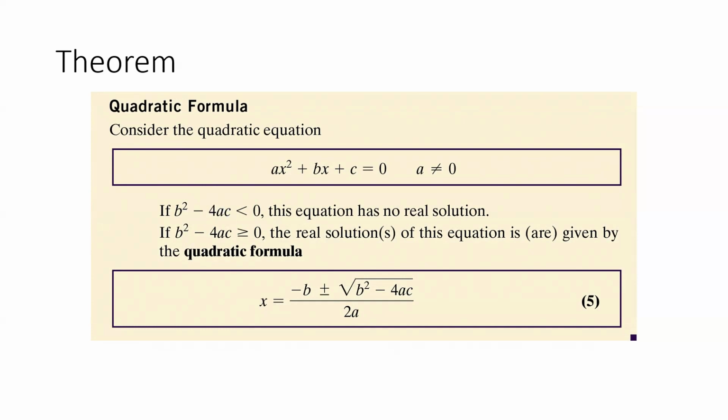That's important right now. We will get to imaginary solutions later on in this unit, but it's important right now that we understand that there are no real solutions, okay? Next, if b squared minus 4ac is greater than or equal to 0, that means you have 1 or 2 real solutions, okay? All right, here's the fun part. This is your quadratic formula.